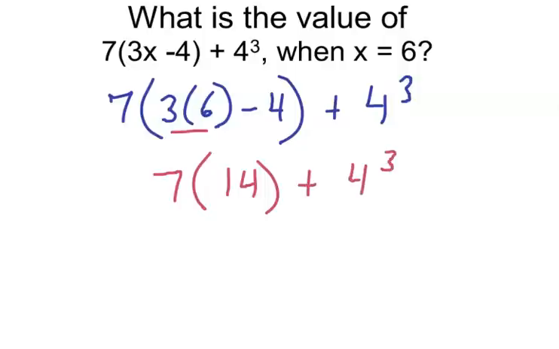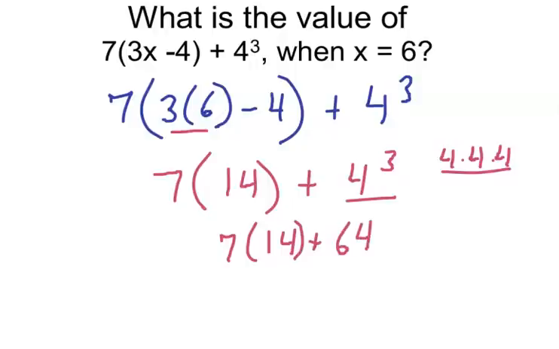All right, so remember that 4 to the third power is not just 4 times 3. It is 4 times 4 times 4. So 4 times 4 is 16, and then 16 times 4 is 64. So this whole thing is 64. So let's rewrite that. 7 times 14 plus 64.